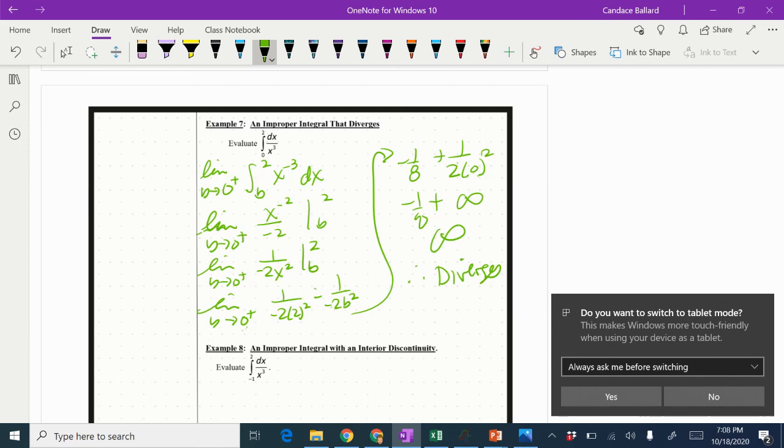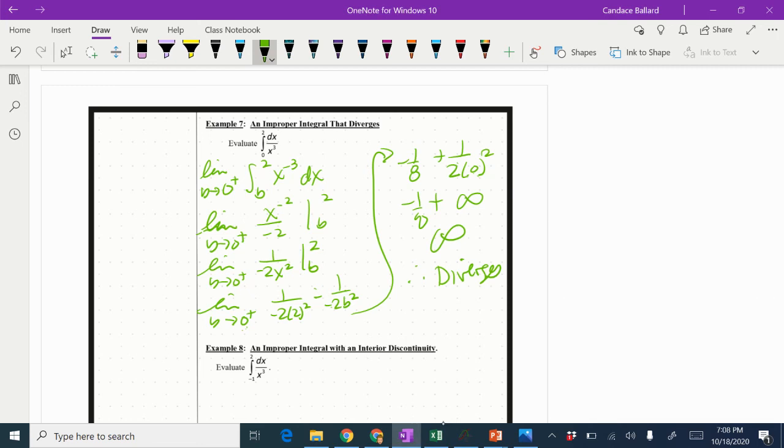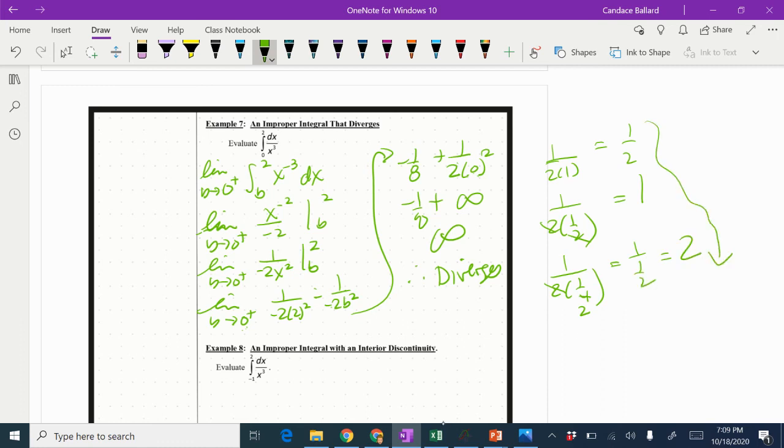I'm just looking at my notes again, and I'm noticing that I did try to put in these values really quickly. If I put in things that are close to 0, I could put in 1/2. If I put in 1, I would get 1/2. If I substituted in 1/2, which is even closer to 0, I know that I get 1. If I substitute in 1/4, it would be 1 over 1/2, which is equal to 2. Do you see I'm getting bigger and bigger and bigger? If I were even substituting smaller numbers, I would get gigantic.